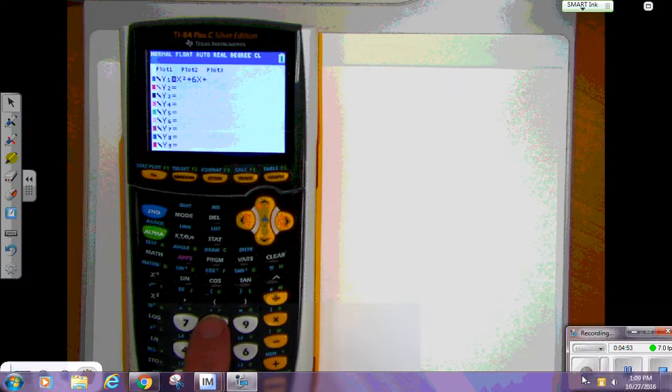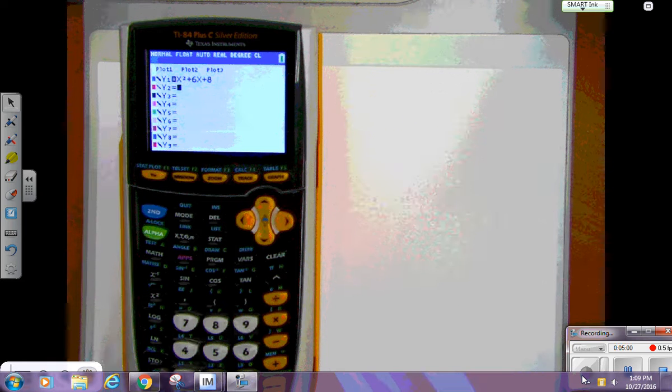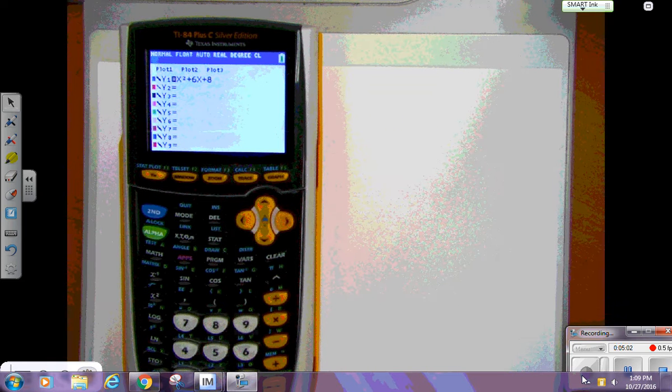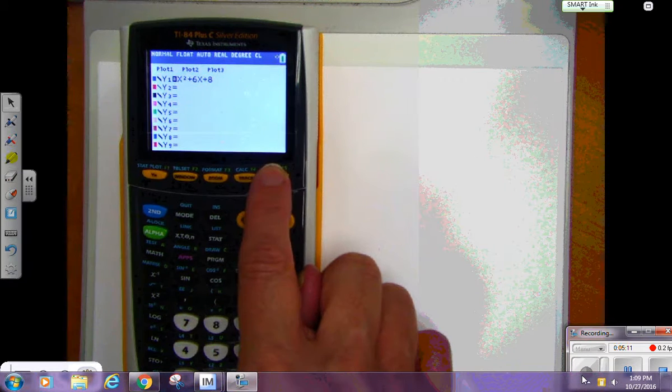Is everybody good? Okay. So I always press enter after I put in an equation. Some calculators it matters, some calculators it doesn't matter to press enter. Okay, so now press your graph key, and we'll look at the graph.